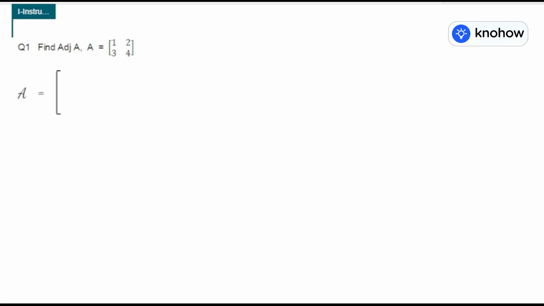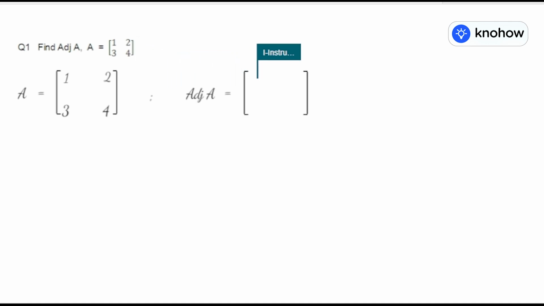Find adjoint A given a squared matrix A of second order defined as 1, 2, 3, 4. Now how do you define adjoint A? Adjoint A is defined as the transpose of the corresponding cofactor matrix. That is, we'll find C11, C12, C21, C22. The sign convention is plus, minus, minus, plus.